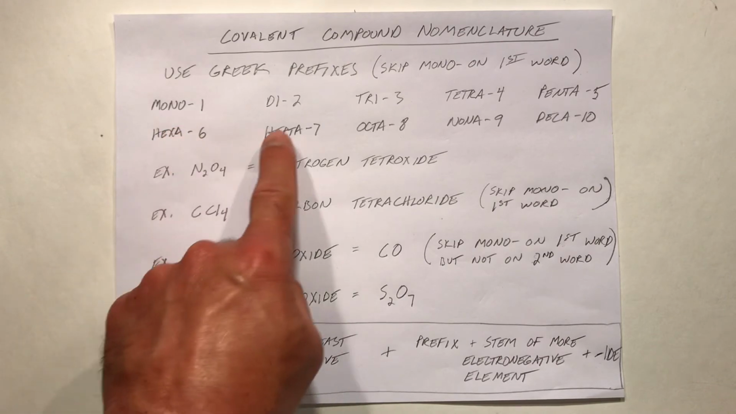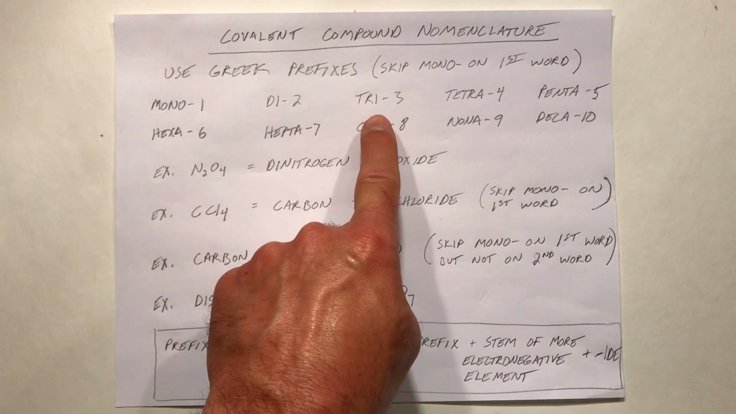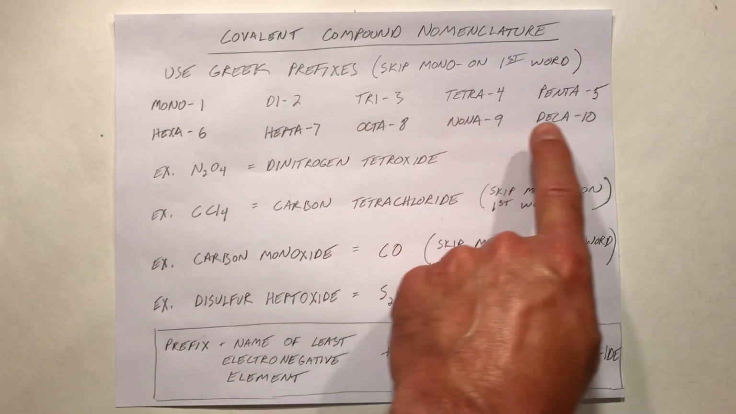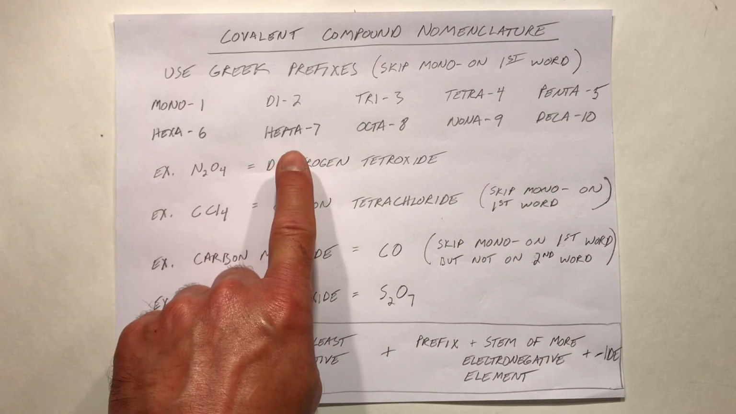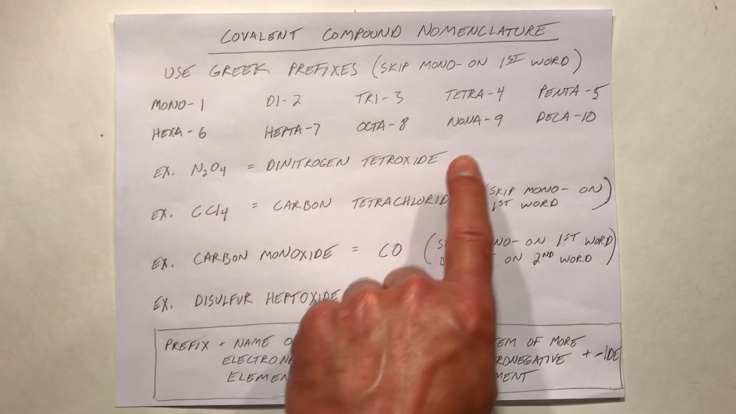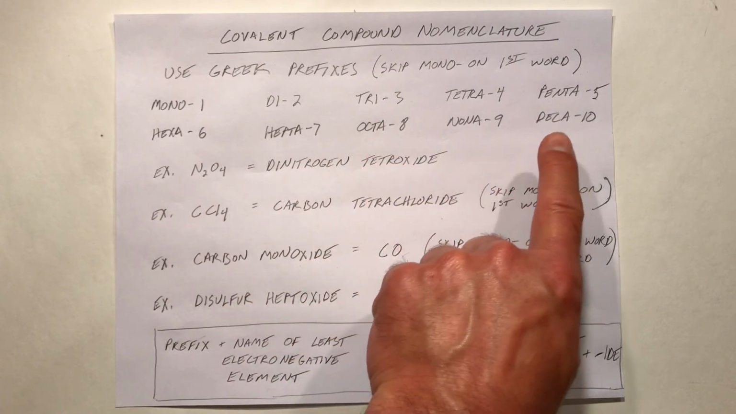Mono is 1, di 2, tri 3, tetra 4, penta 5, hexa 6, hepta 7, octa 8, nona 9, and deca 10.